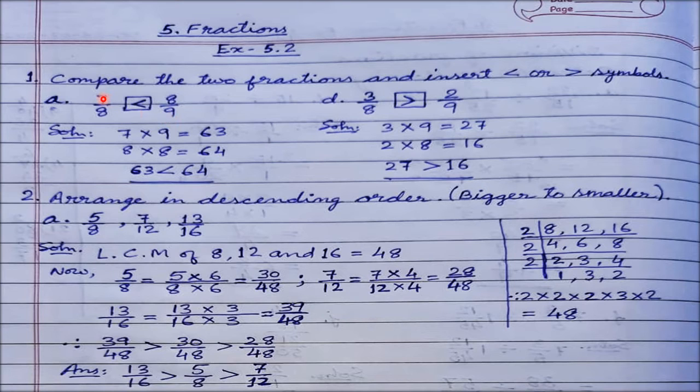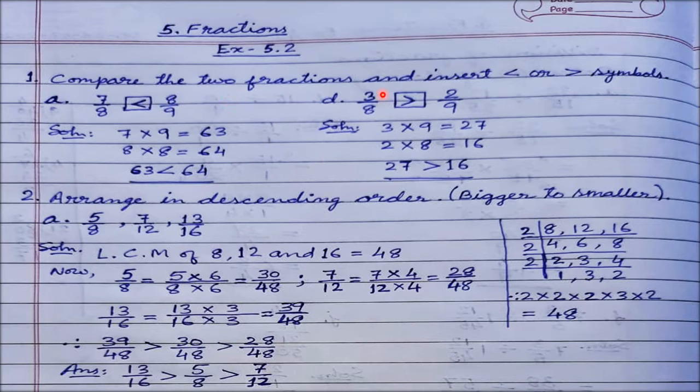Okay, you already know about cross multiplication. So here by cross multiplication, 7 into 9 is 63 and 8 into 8 is 64. Then compare here, the product of the first one was 63, product of the second case was 64. So we know the second product is greater. Therefore we can say that the second fraction 8 by 9 is greater than 7 by 8.